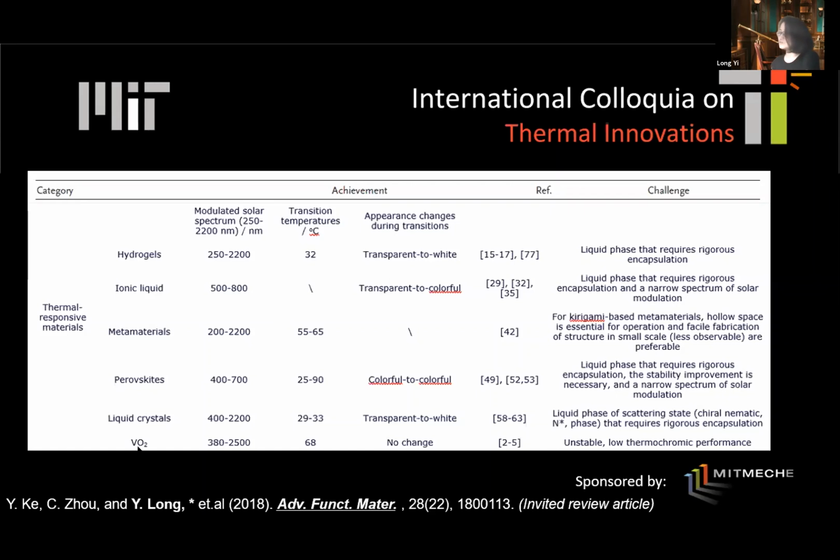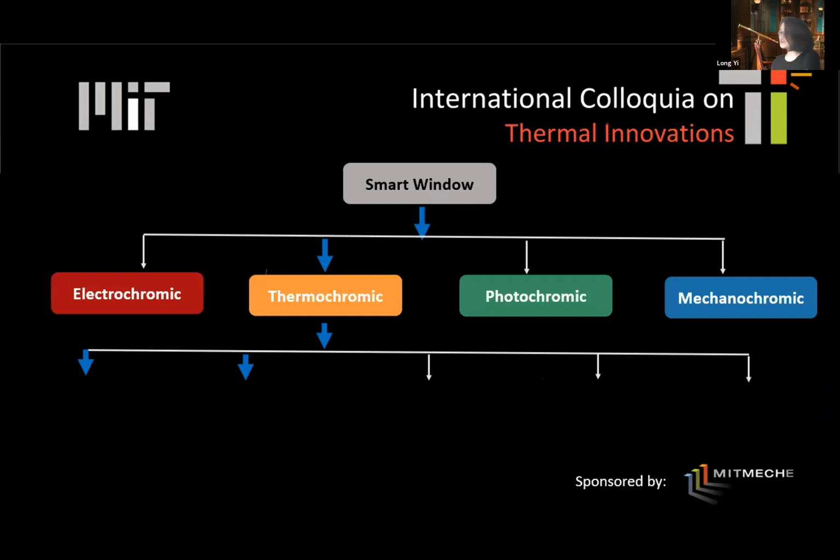The good thing for vanadium dioxide is there's no appearance change during the transition. But there's a problem with very high tau C, which is 68, so you have to reduce it. Also, vanadium dioxide is not very stable, because it's not the most thermodynamically stable phase. And also the thermochromic property is very bad. So I'll just summarize here.